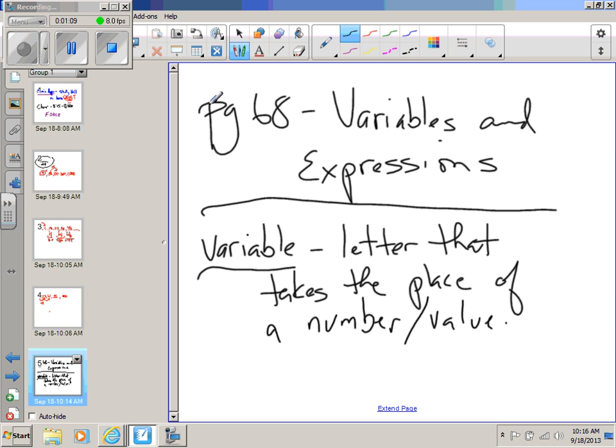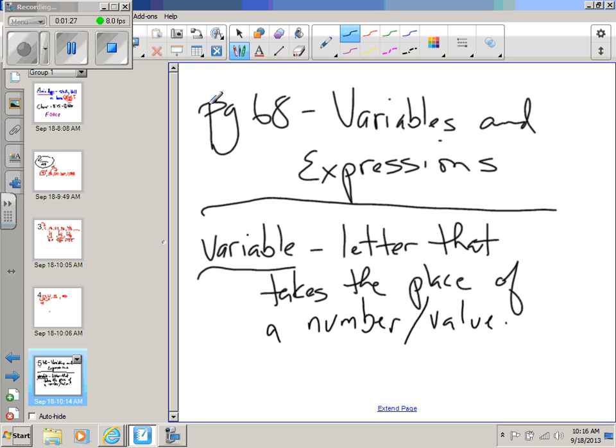Give me an example of a variable. A. Great. Another example of a variable. P. Or any other of the 24 letters that are out there.